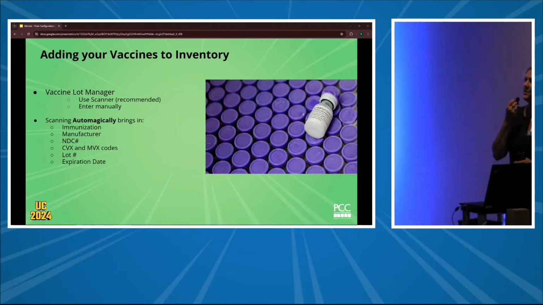All right, and we like the word automatically here at PCC. We make up words. So scanning automatically brings in the immunization, manufacturer, NDC number, not the NDC number that Brian referred to in the billing section, but the other NDC number, CVX and MVX codes, lot number, and expiration date. We'll see that on the next screen.